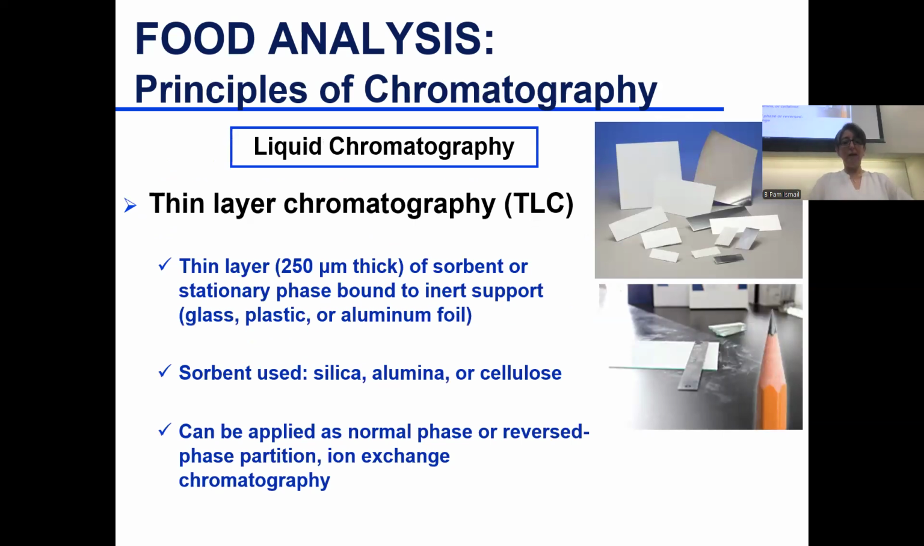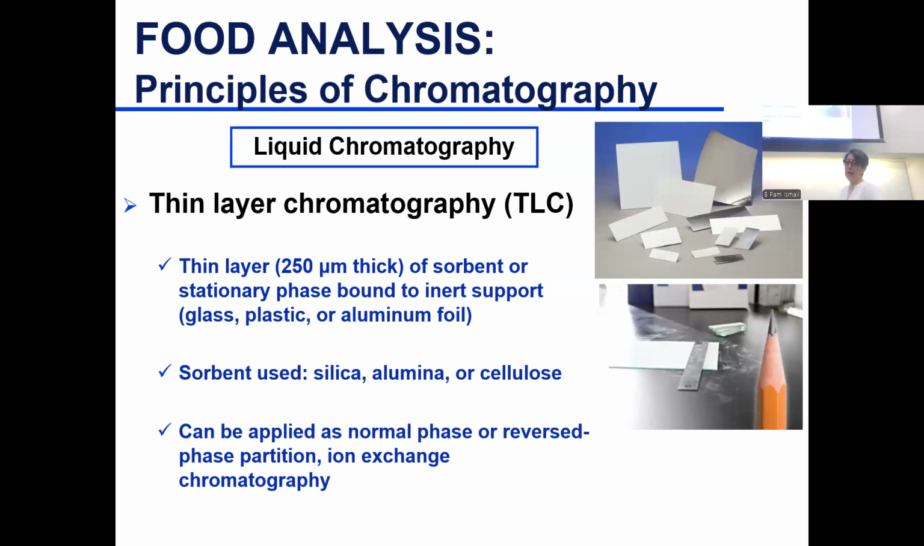So like I said, you have an inert support. It used to be glass in the past. Now you can actually buy aluminum foil thin layer chromatography plates, and we use them in the labs. If you are taking experimental nutrition, you're probably going to use the aluminum foil one. So it is an inert support, that means it does not interact with your sample. And it has this thin layer of sorbent. Most commonly, it's silica. You can have alumina or cellulose, but the most common one is silica.